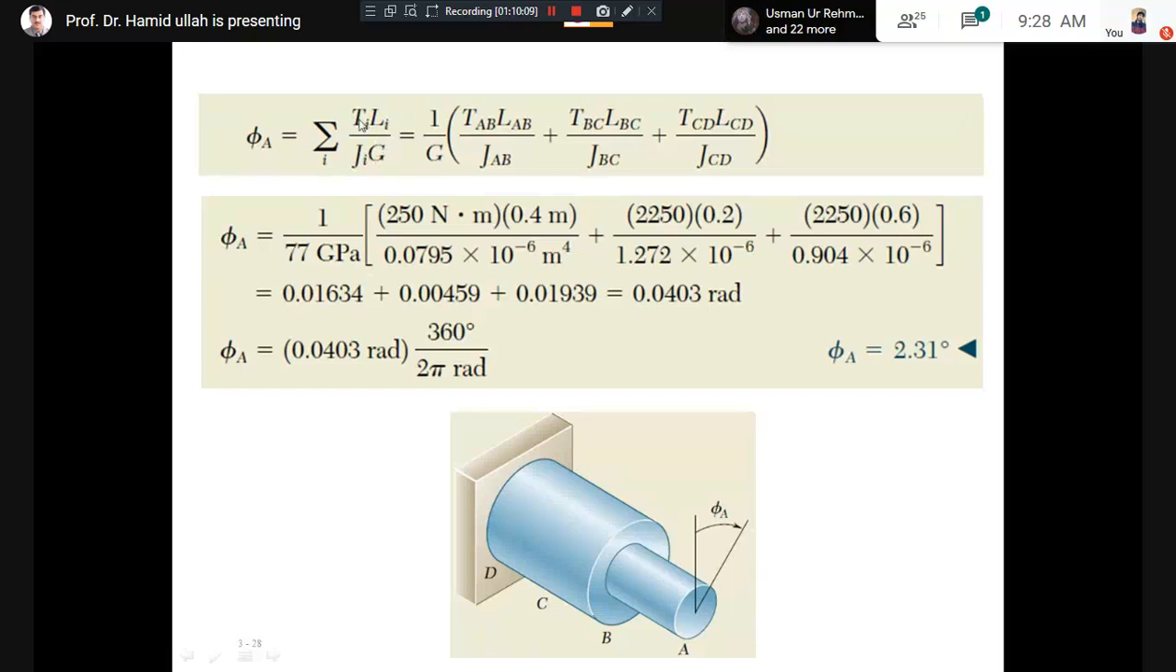Two things are left. Torque: for each section you will find out the torque. And J, the polar moment of inertia, because remember polar moment of inertia depends upon the cross section, and you see the cross section is changing. Somewhere the diameter is 30 mm, somewhere it is 60 mm, somewhere it is hollow, somewhere it is solid. So you will calculate J for each section, calculate T, and L and G are given. You put them in the formula and you can calculate the angle of twist.